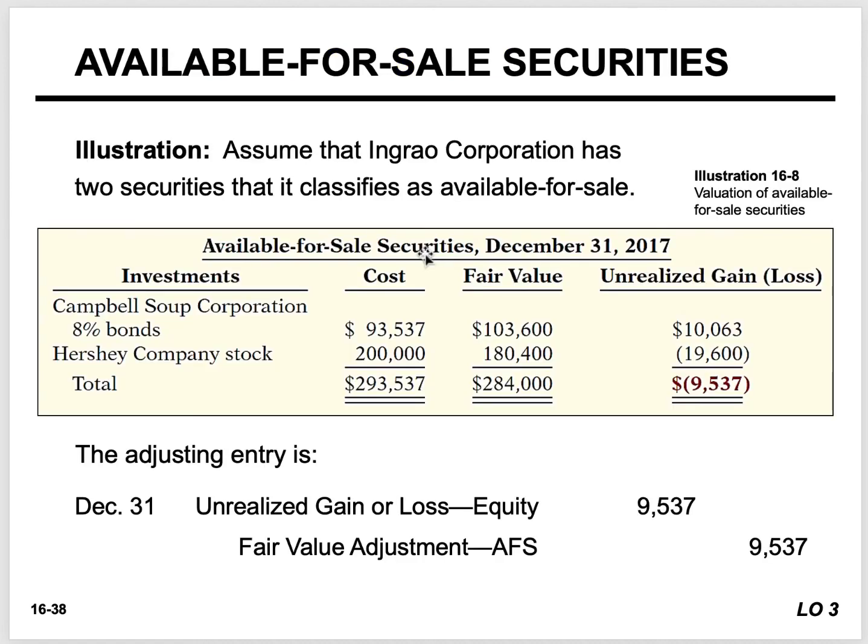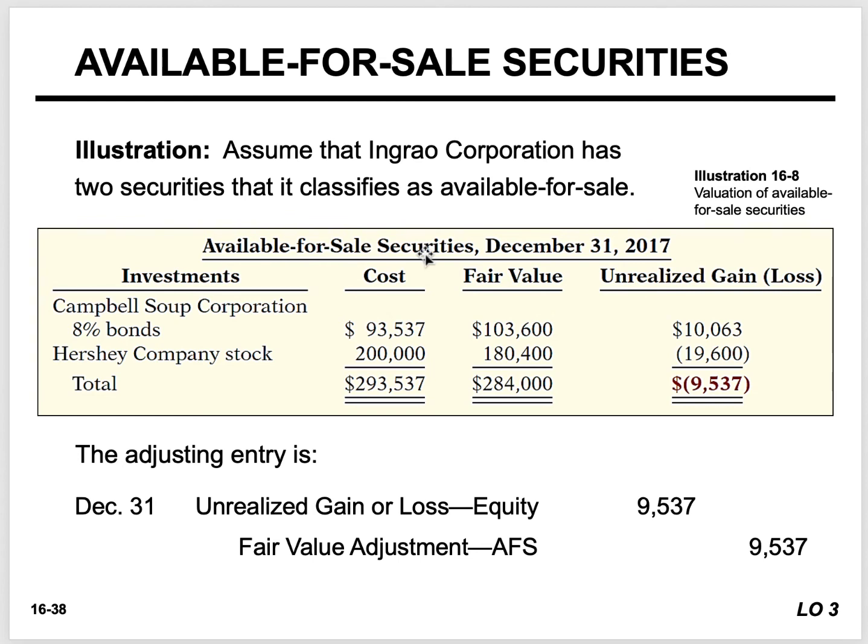Let's see an example. We have available for sale. We have a Campbell Soup Corp bond, and we have a Hershey Company stock. Again, these are securities. I don't care if it's bonds or stocks. It's based on the intent. Our intent is to hold these for sale. Cool.